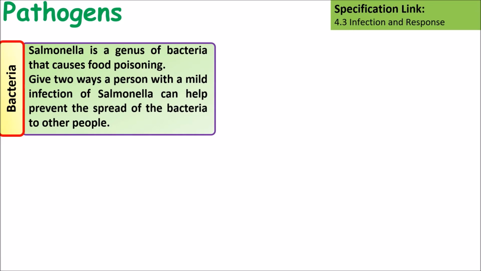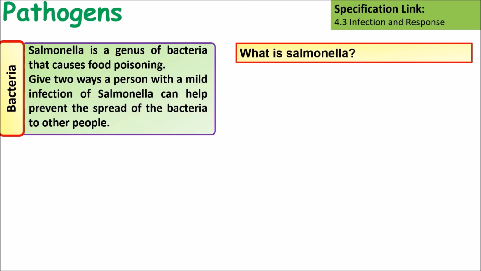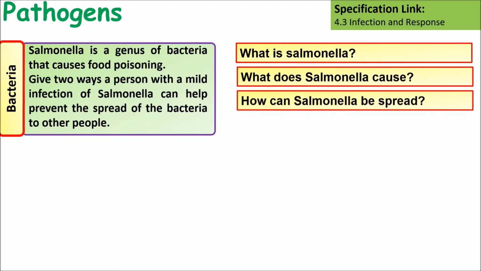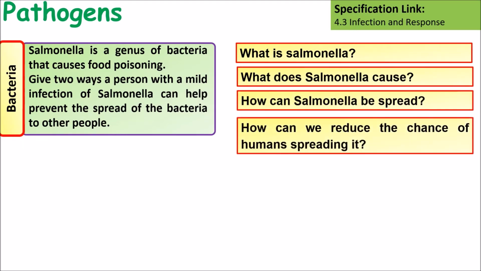So, one question that you could be asked is: Salmonella is a genus of bacteria that causes food poisoning. Give two ways a person with mild Salmonella can help prevent the spread of this to other people. So, some key things that you need to think about are: what is Salmonella? What does Salmonella cause? How can Salmonella be spread? How can humans reduce the chance of spreading it? So pause the video, have a think about how you would answer that, then have a look at the answers.